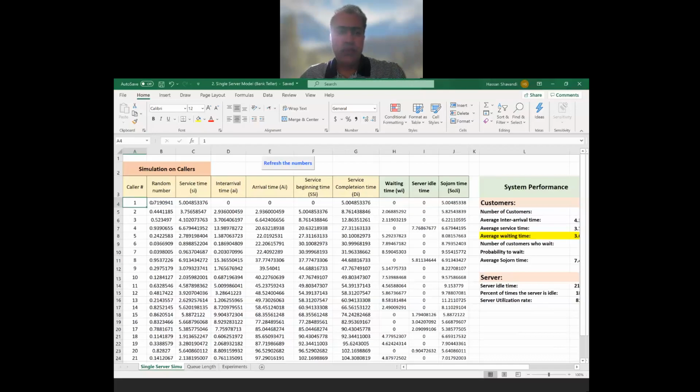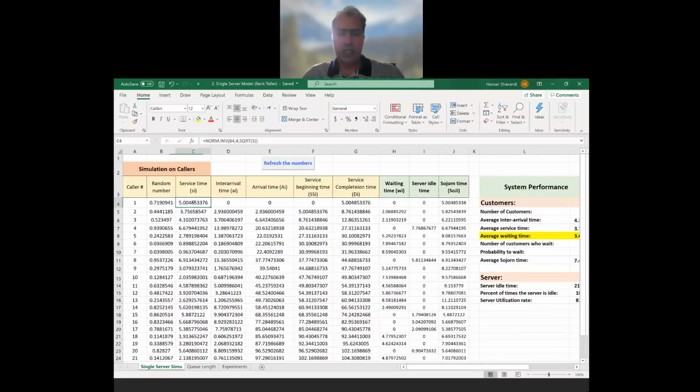For customer number one, let's say at first we need to generate a random number, right? So we do this with the RAND function in Excel. And after having the random number, we can obtain the service time and inter-arrival time of each customer. Let's say here we have the service time.